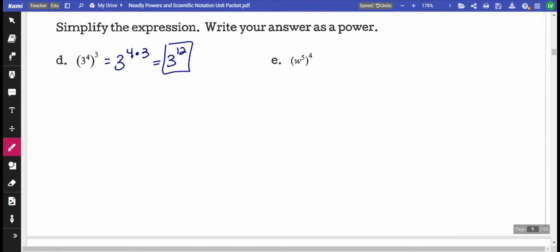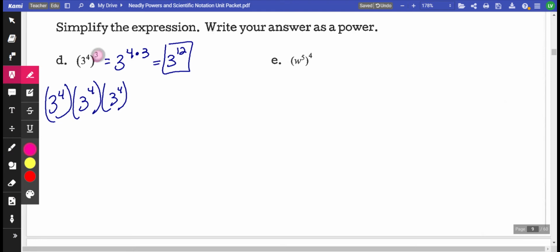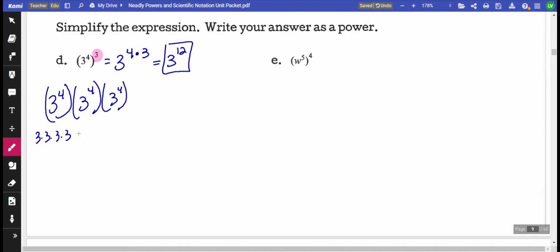However, let's show this work. 3 to the 4th power times 3 to the 4th power times 3 to the 4th power. The reason I wrote that 3 times is because it is indicating that I have a power of 3. Well, from here, I can write out 3 to the 4th power, with 4 3's, 3 times, and count them. 1, 2, 3, 4, 5, 6, 7, 8, 9, 10, 11, 12. So this becomes 3 to the 12th power. Again, same answer. That method just gives me more work.